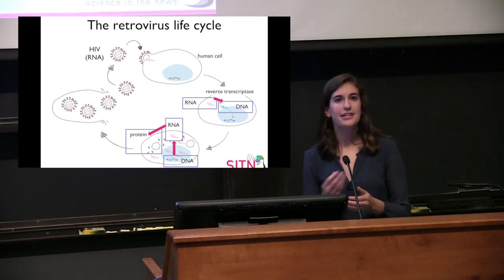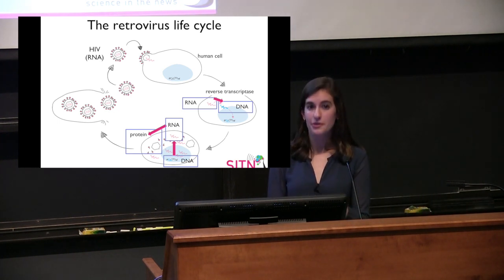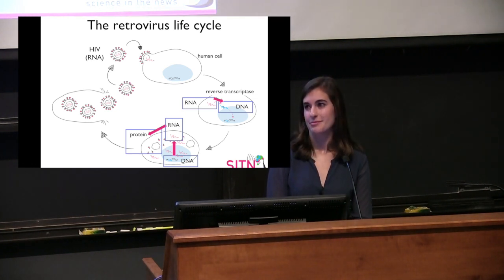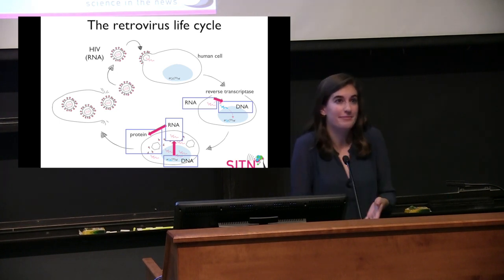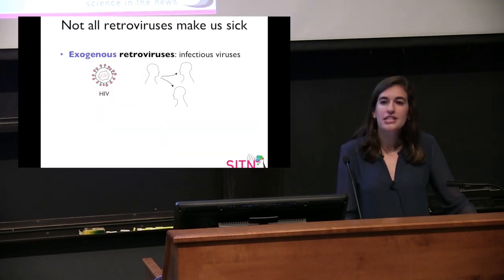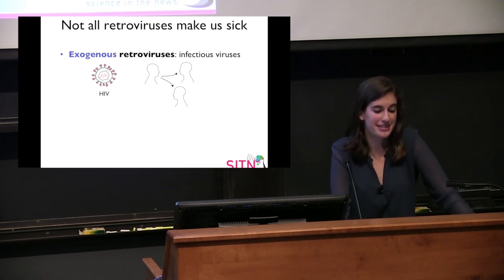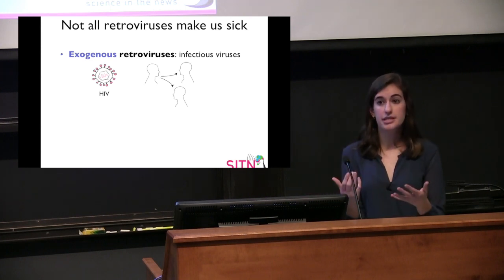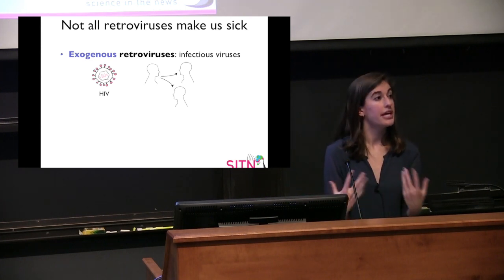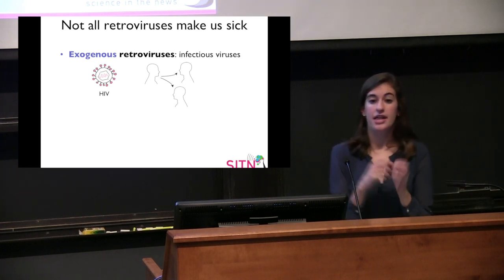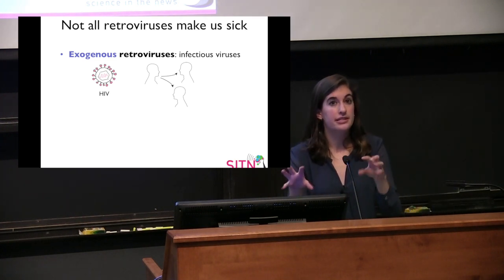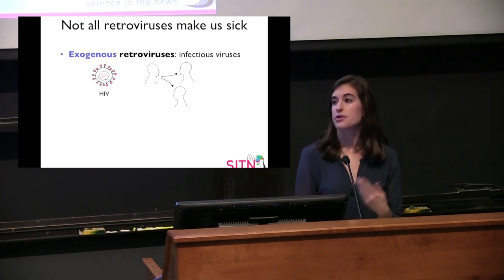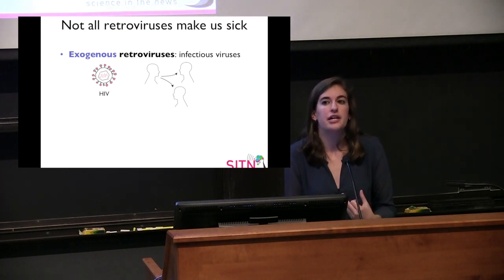Okay, but if what I said is true, that 10% of our genome is actually viral, why aren't we sick all the time? Why don't we have viruses all over inside us making us sick? And the answer is that not all retroviruses make us sick, and that's because we can classify them as two types. The first type is what I just showed you in the HIV example. These are viruses that are infectious, that can go after cells and get into them, and that can be passed on between people. So HIV is one example where you can get HIV from another person.